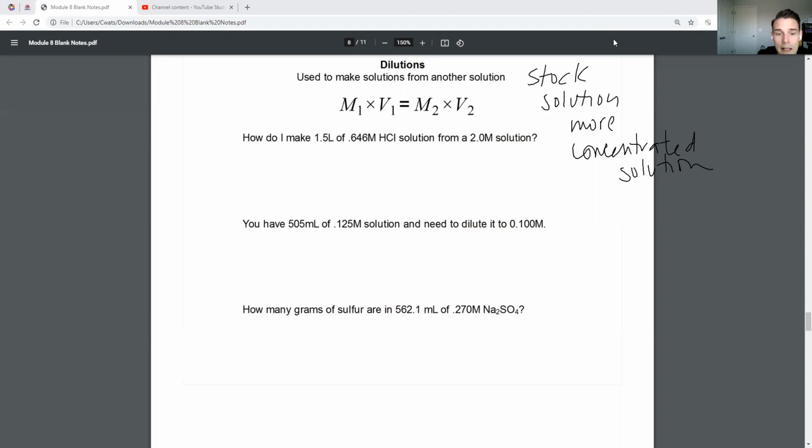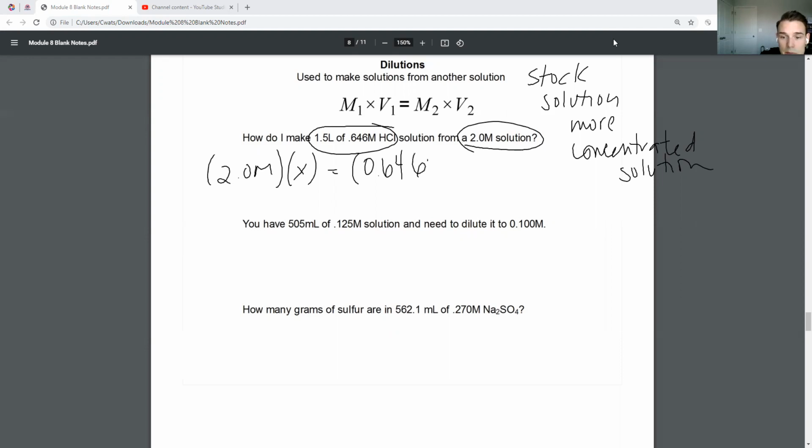So for example, how do I make 1.5 liters of a 0.646 molar hydrochloric acid solution from a 2.0 molar solution? So my more concentrated is 2.0 molar. I do not know how much of that I need, but I do know I want to make a 0.646 molar solution. I'm going to change this into milliliters just to make my life easier later on. It does not particularly matter. But when you solve this, that's 484.5 milliliters.